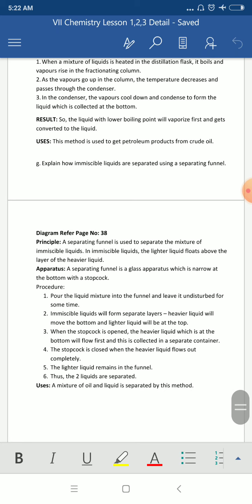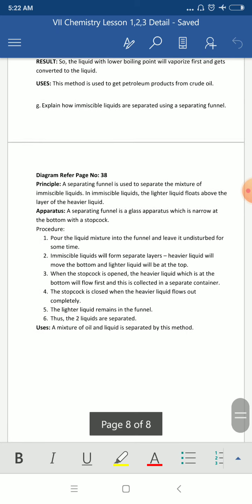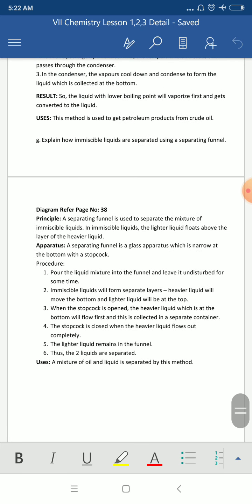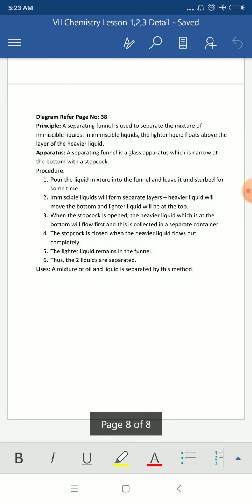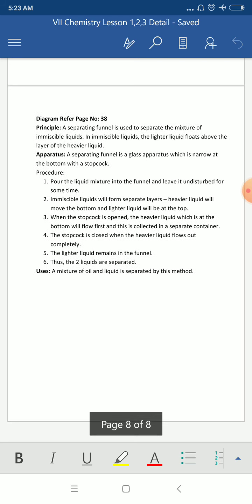Okay. In the sixth question, explain how we are going to use a separating funnel for separating immiscible liquids. First you should draw the diagram, then say the separating funnel is based upon the principle that the lighter liquid floats whereas the heavier liquid is below. Now the apparatus: you have a special separating funnel with a narrow bottom with a stopcock. We pour the mixture into the funnel and leave it undisturbed. Then the immiscible liquids will form two layers.